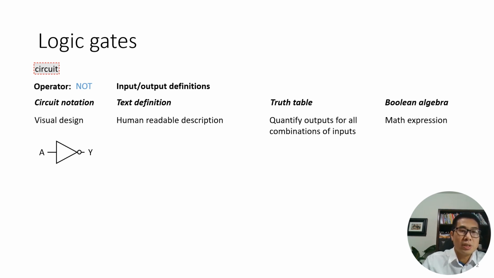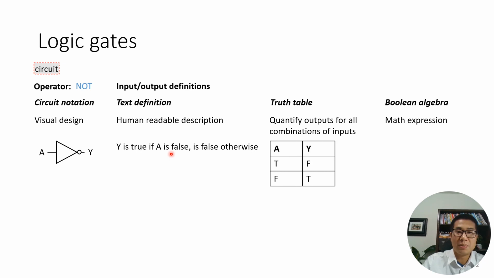So visual notation is like this. This one is visual notation. It has the input A, and the output Y. Now, the text definition of this one is Y is true if A is false and is false otherwise. And this one is exactly the definition of the NOT operator inside proposition logic that we already studied. And the truth table is specified this way: if A is true, Y is going to be false. If A is false, Y is going to be true.